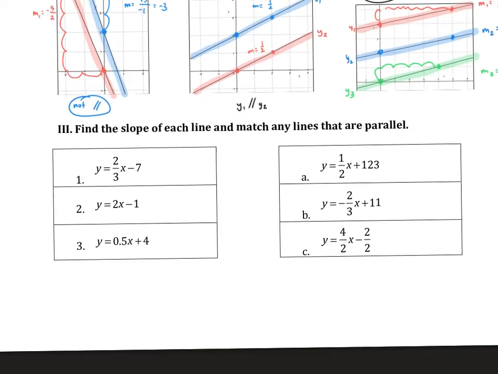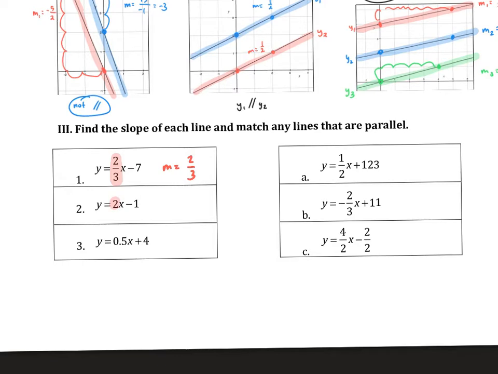All right, down here. Find the slope of each line and match any lines that are parallel. So, first off, this is in slope-intercept form already. So this slope is 2/3.